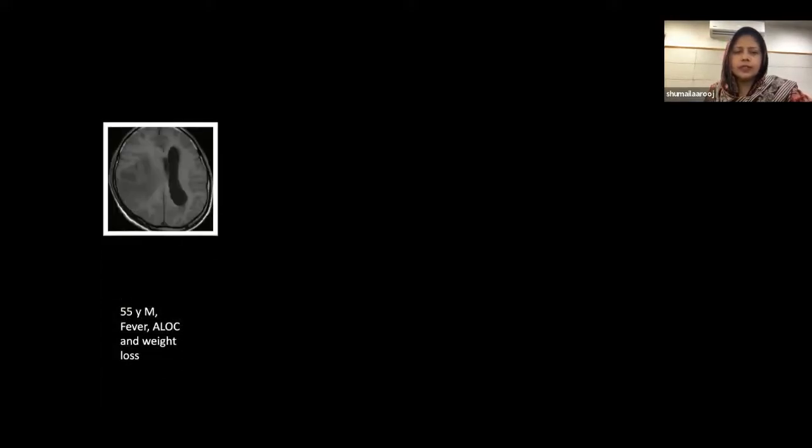So this was another case: a 55-year-old male who presented with fever, altered level of consciousness and weight loss. So who would like to take this case?